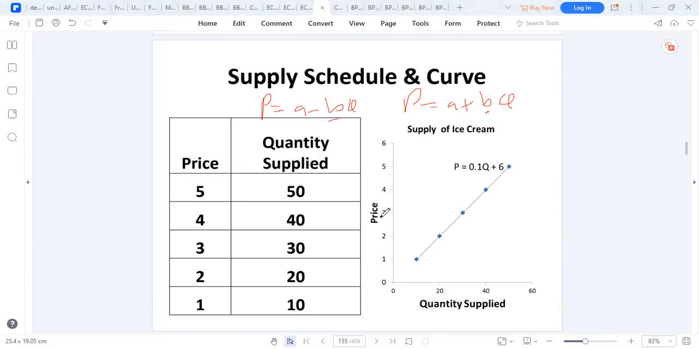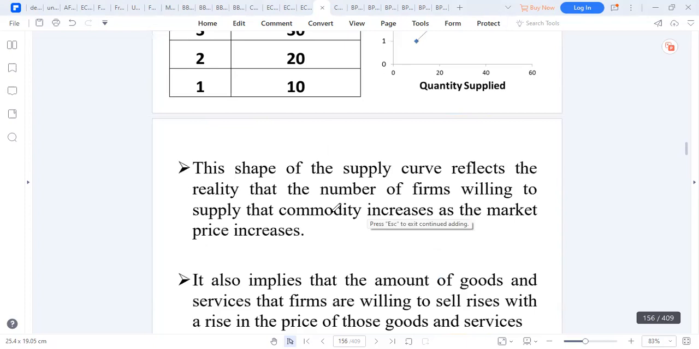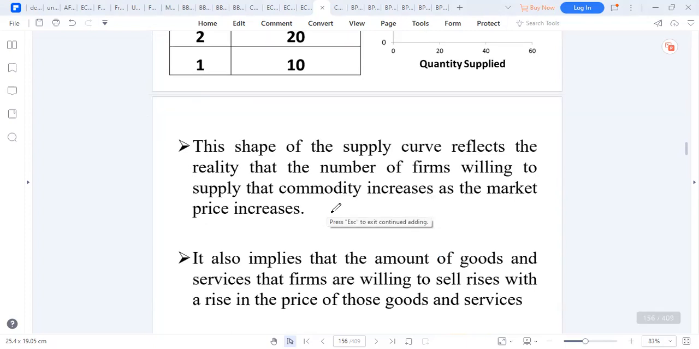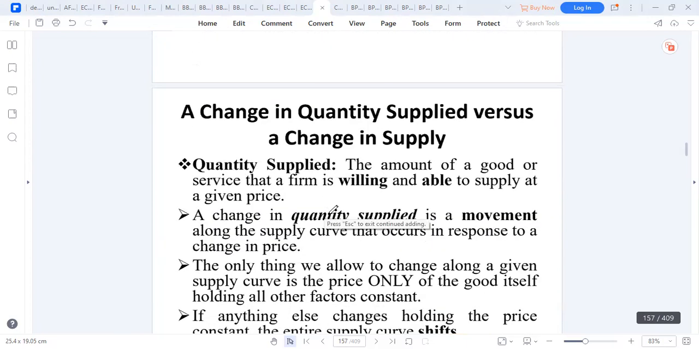All right. The shape of the supply curve reflects the reality that the number of firms willing to supply the commodity increases as the market increases. It also implies the amount of goods and services that firms are willing to sell rises with the price of those goods and services. Quantity supplied is simply the amount of a good that a firm is willing and able to supply at a given price.